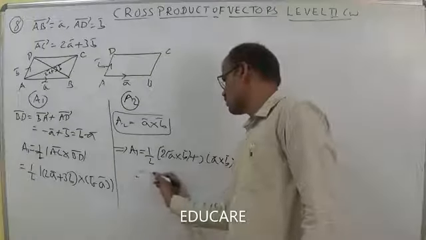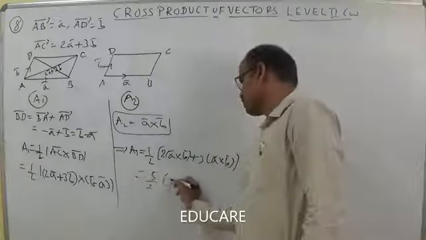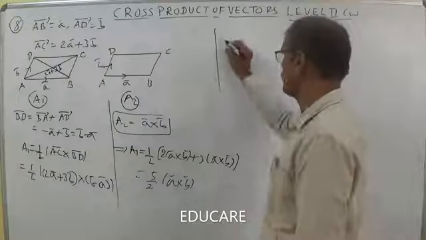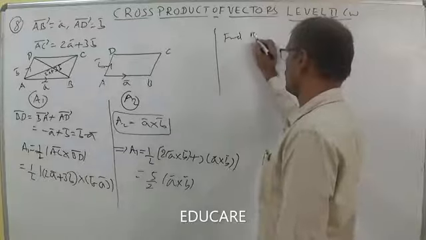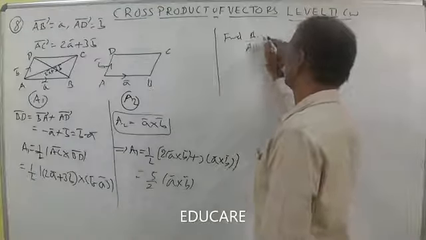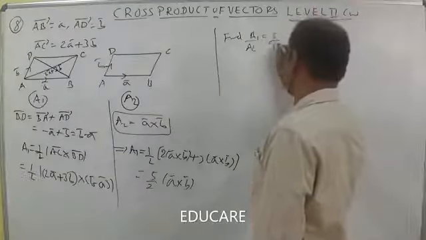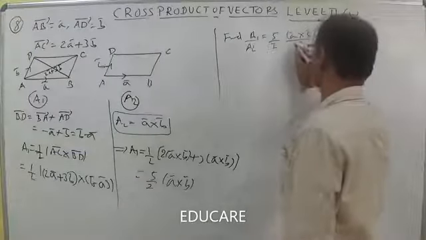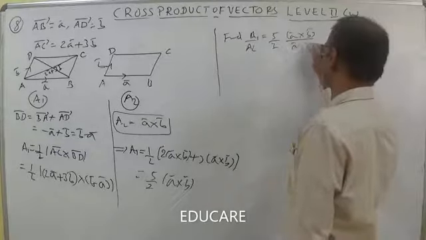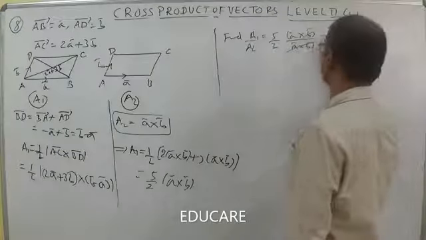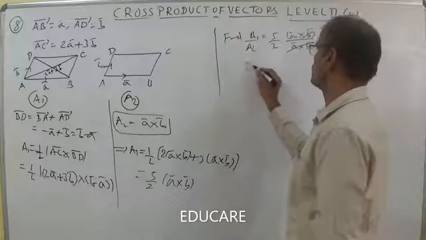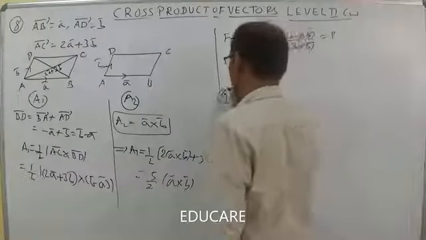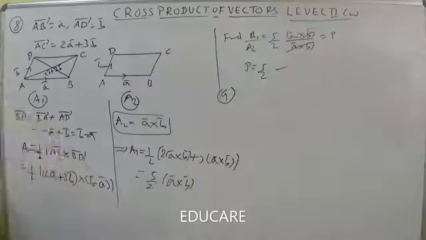So you can write here 5 by 2 into A bar cross B bar. So find A1 by A2. A1 by A2 is equal to 5 by 2 into A bar cross B bar, which is the first area, and simply A cross B is the second area. I think they named this one P. So the value of P is 5 by 2. 8th one completed. Next, 9th question.